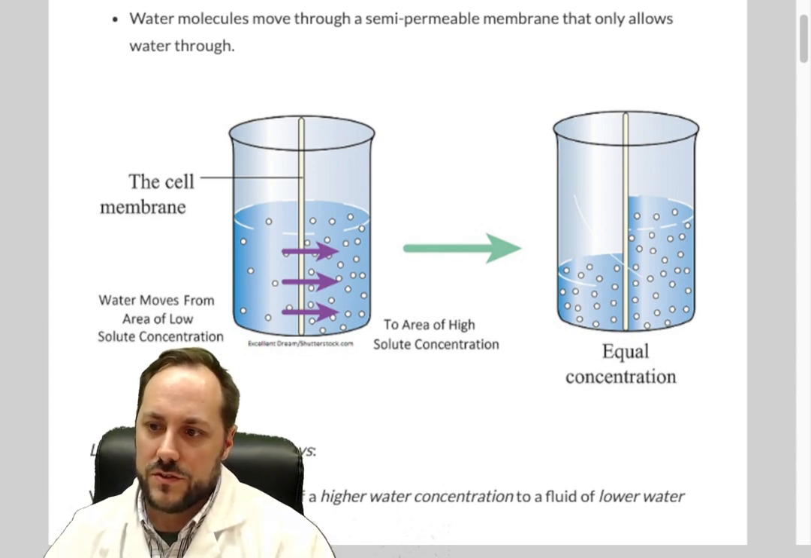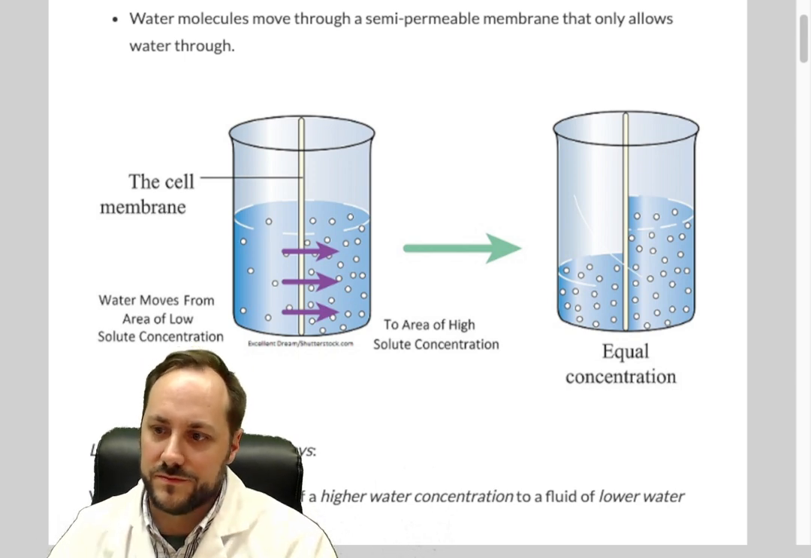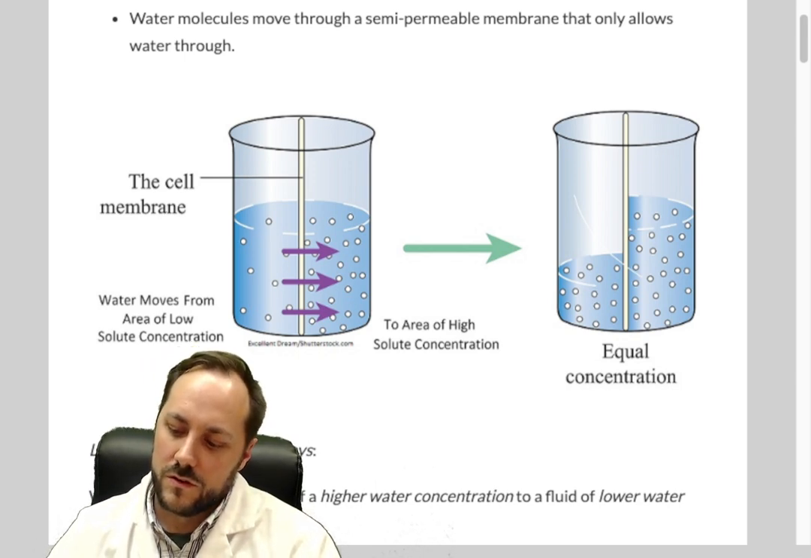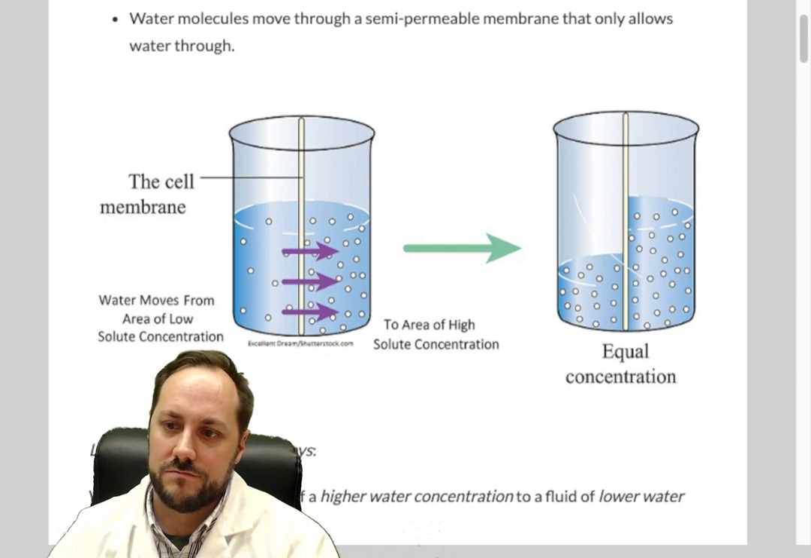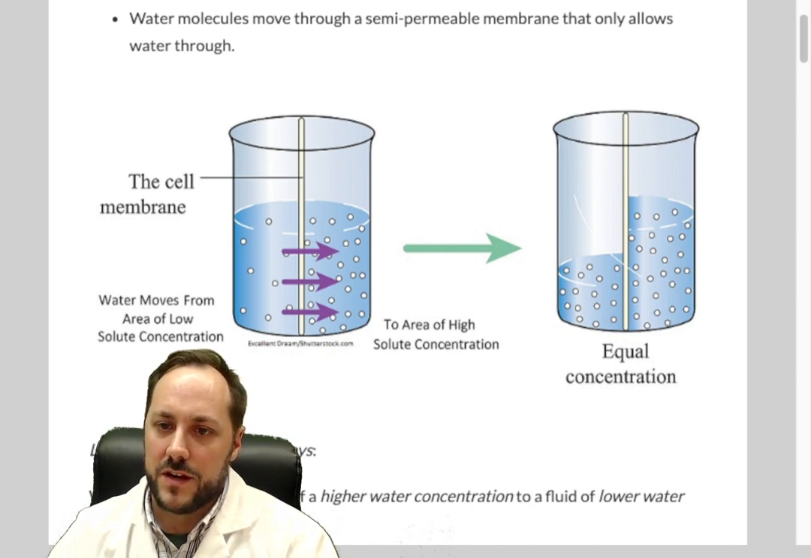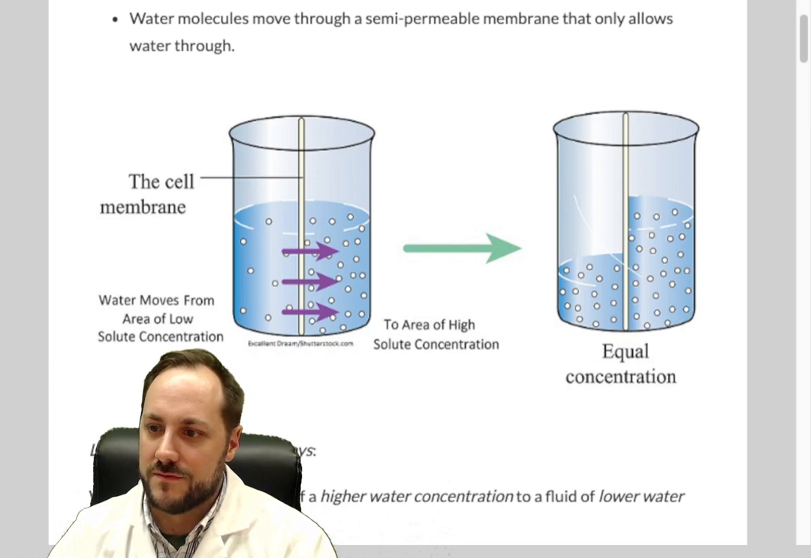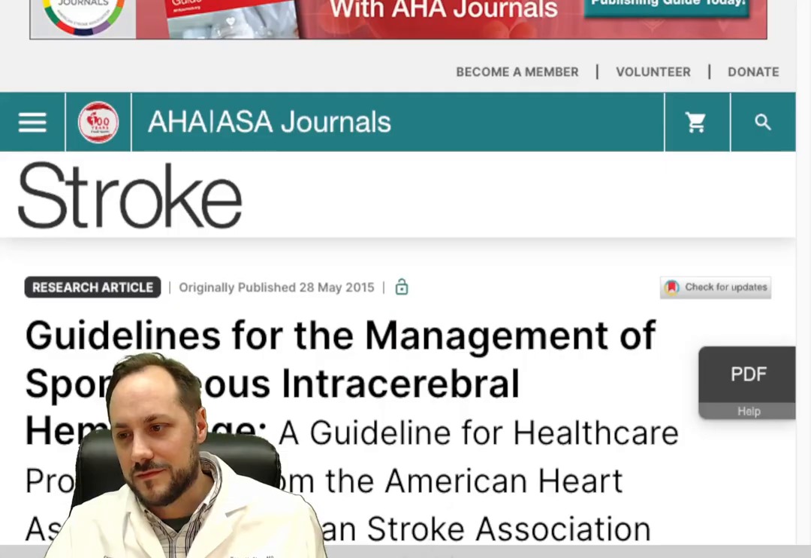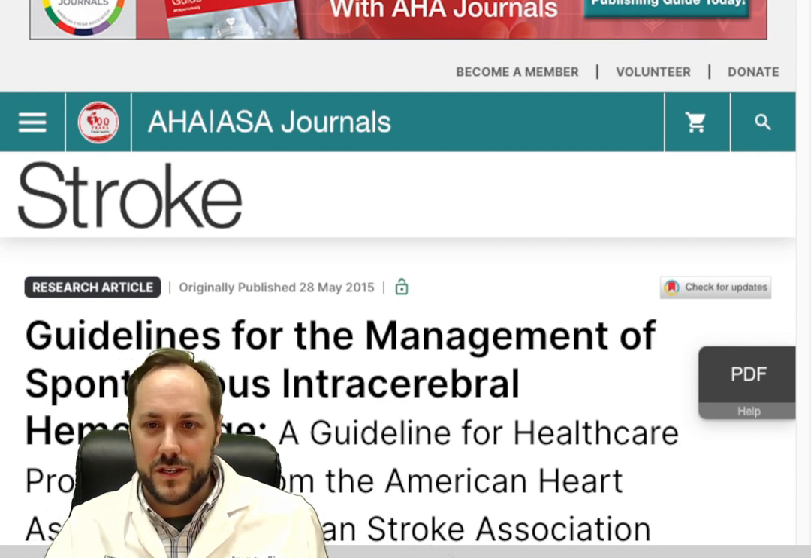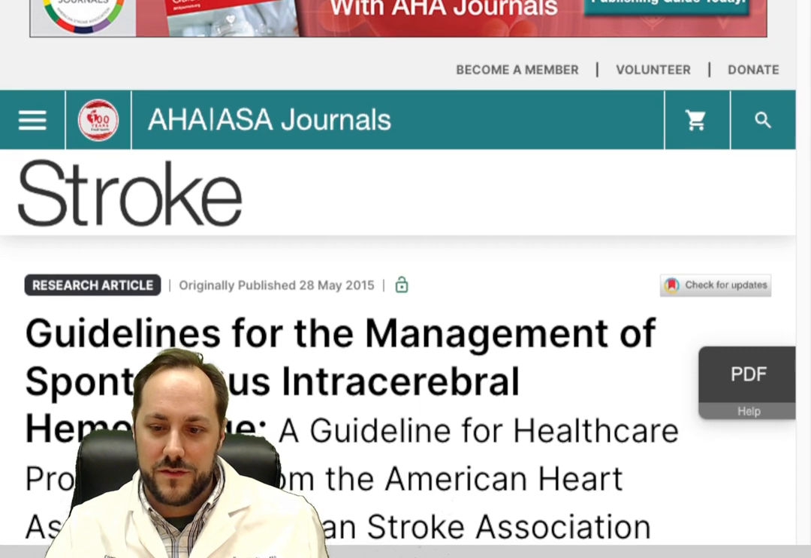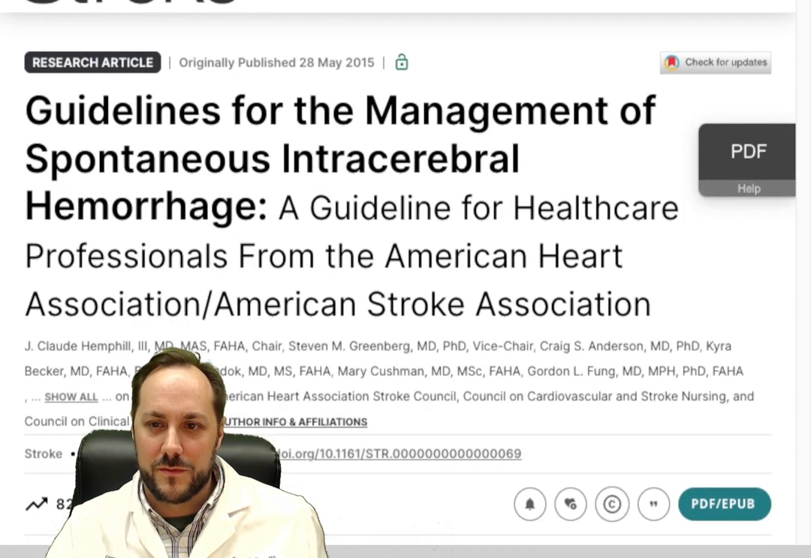So I just wanted to then discuss a paper or two to support this type of management in the real world. So where would we start? By looking for real-world recommendations. Usually you would start with the AHA stroke guidelines. So here we have the guidelines for the management of spontaneous intracerebral hemorrhage.